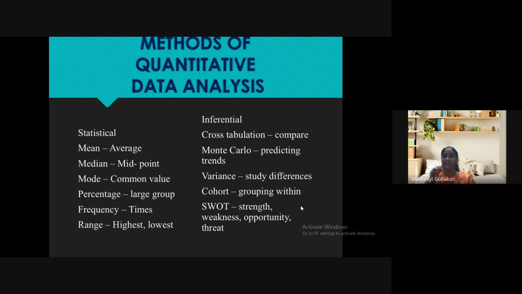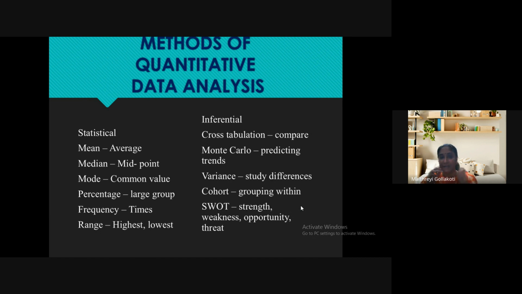Okay. And next is Monte Carlo. Monte Carlo method actually predicts trends. Okay. What are the trends? See, sometimes some product becomes very, very famous. Sometimes the product becomes very, very less popular. Okay. So when is something becoming popular? That is predicting a trend. So depending on the society, depending on the social conditions, depending on the political conditions, the trends keep changing. Now that can be studied through the Monte Carlo method.